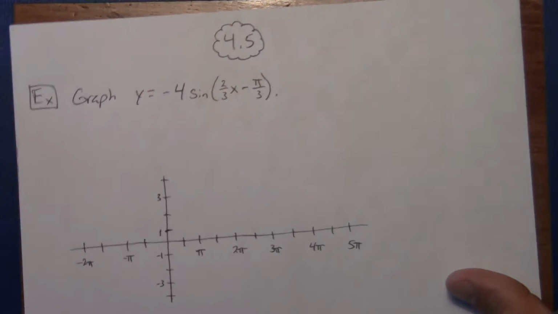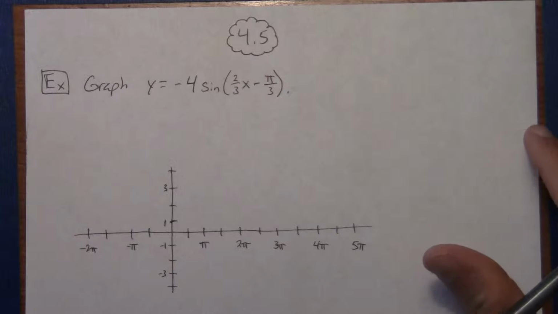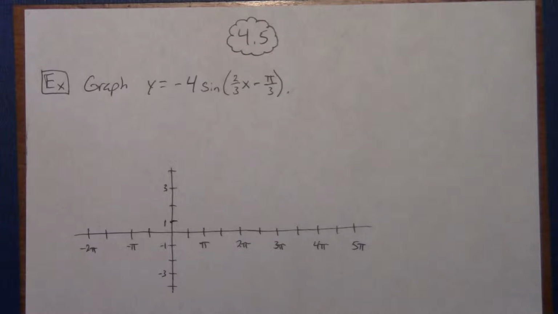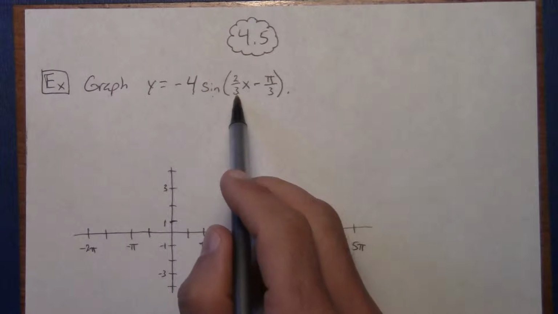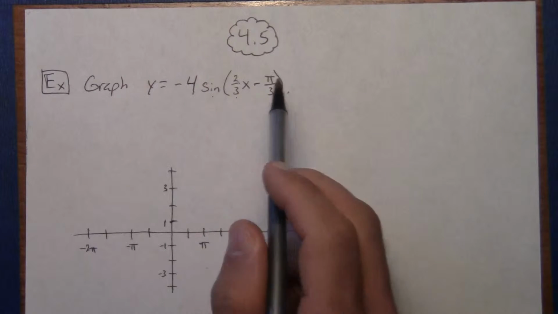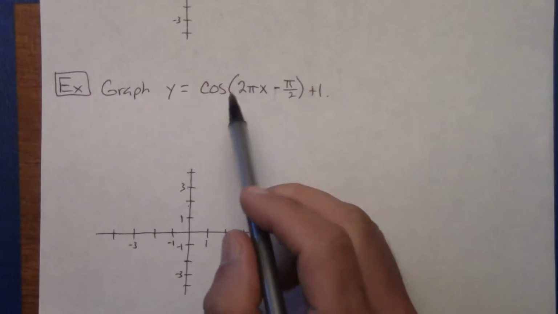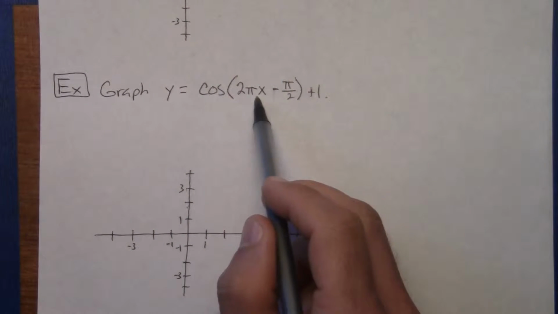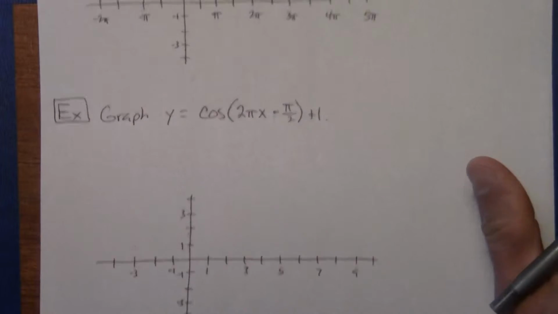Alright, in section 4.5 we're looking at graphing sine and cosine functions, and I'm going to do two of them for you today. We are going to graph y equals negative 4 times the sine of the quantity 2/3 x minus pi over 3, and then we are going to graph y equals cosine of the quantity 2 pi x minus pi over 2, plus 1.